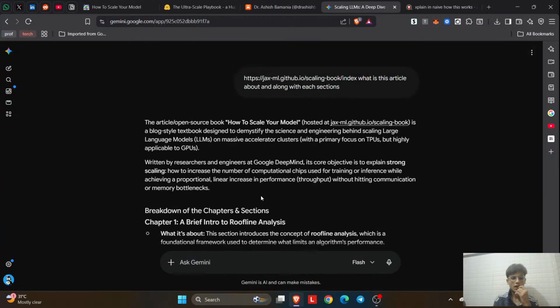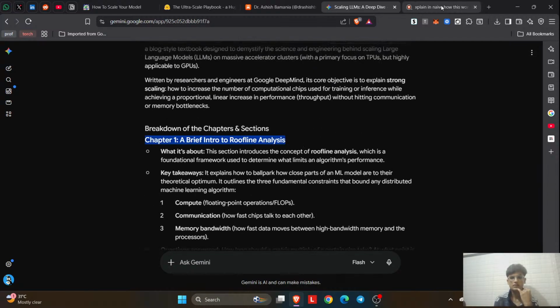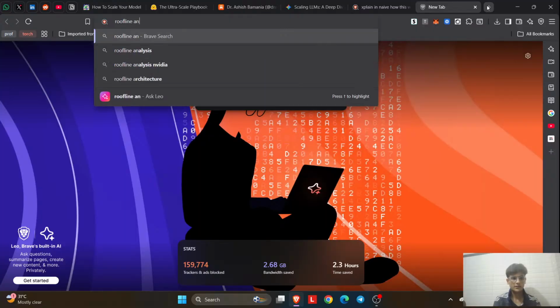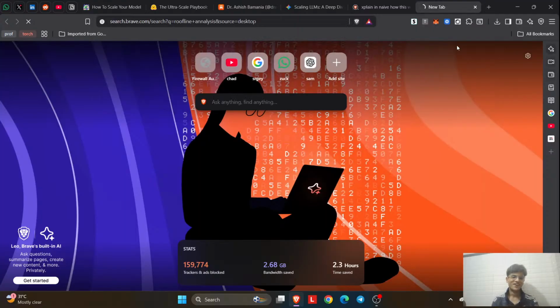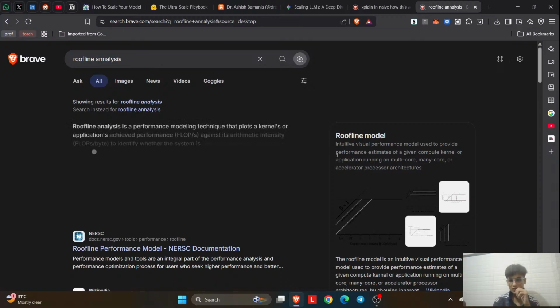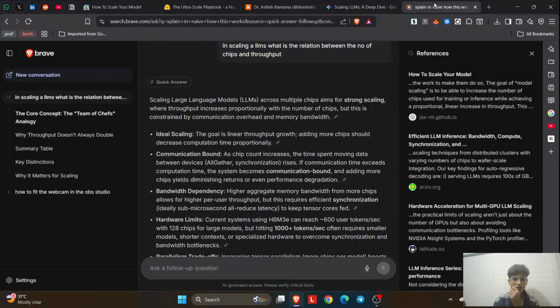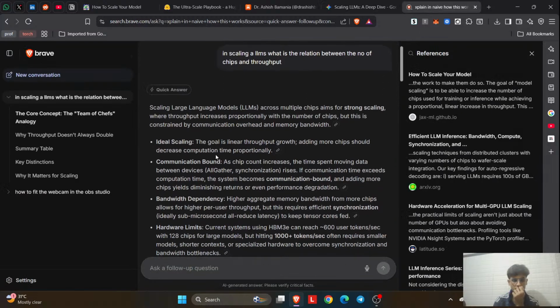Okay, okay. So we got the idea chapter-wise. Roofline analysis: so what is roofline analysis for the users? I know roofline analysis is basically a fundamental analysis, you could say in simple words. Roofline is a performance modeling technique that plots a kernel's or application's achieved performance against its arithmetic intensity. It's too technical, leave it. Okay. The goal is linear throughput growth. Adding more chips should decrease computation.